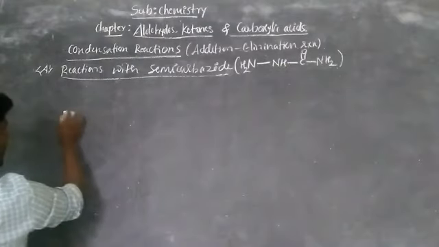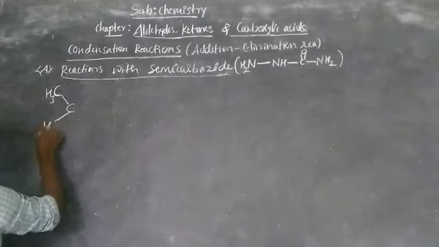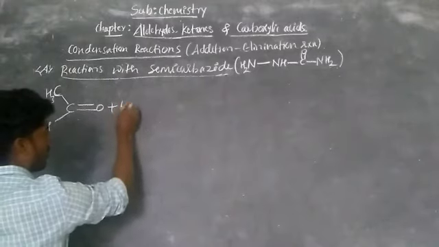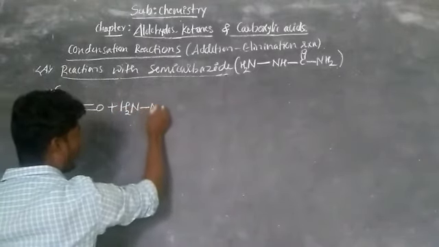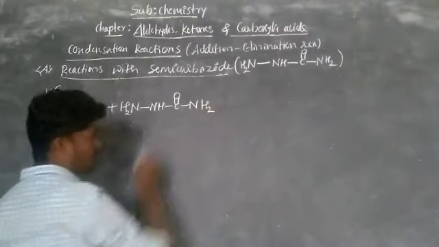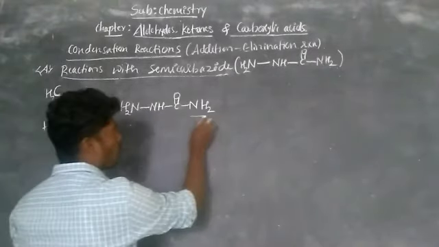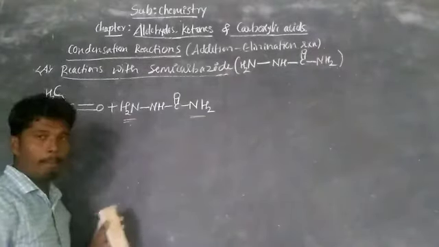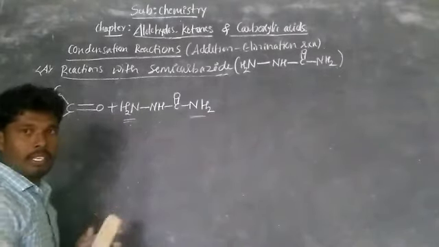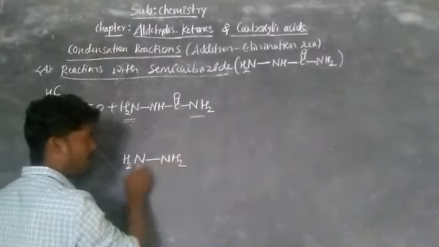Now write the reaction similarly. Take one aldehyde, CH3 bond H, that is acetaldehyde, double bond O. This reacts with semicarbazide, NH2 bond NH bond C double bond O bond NH2. Observe here, there is an NH2 group, and here one more NH2 group. But this one is unreactive. Only this one is the reactive one. In the case of hydrazine, I told you there are two NH2 groups, right? At both the ends.